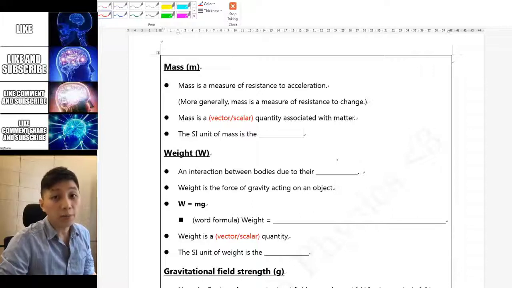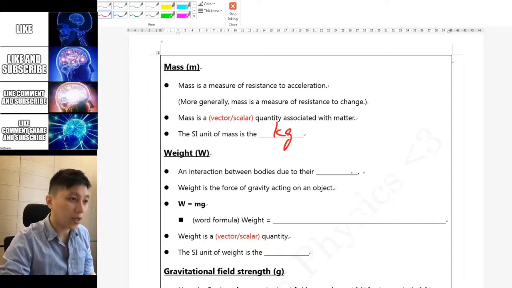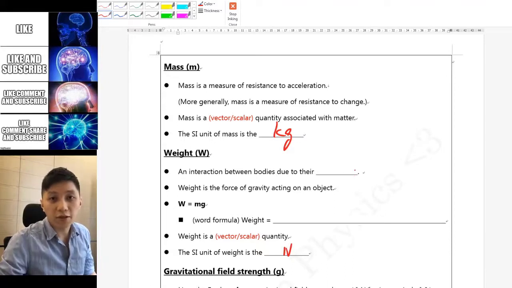Hi, let's talk about mass and weight. The unit of mass is kg and the unit of weight is Newton. That's all for this video. Bye bye.